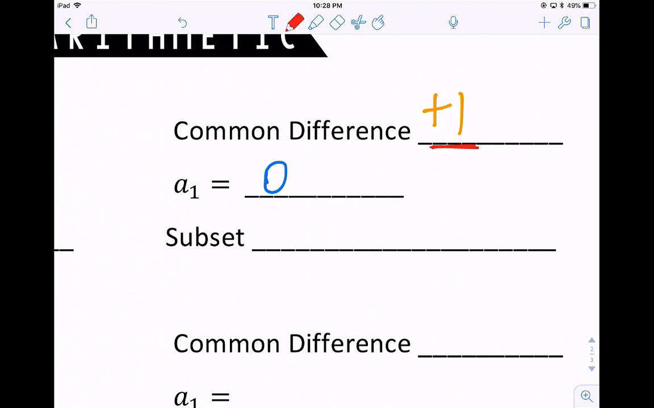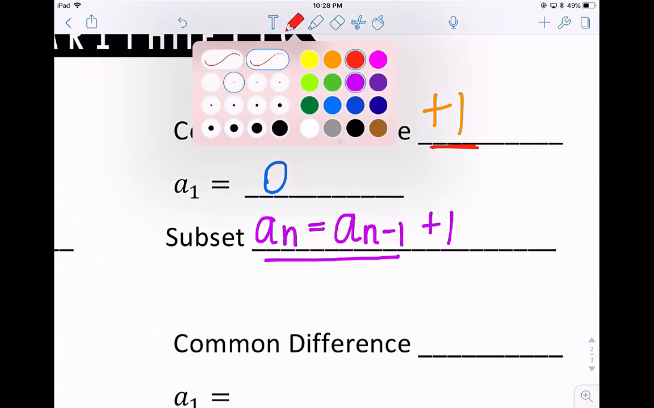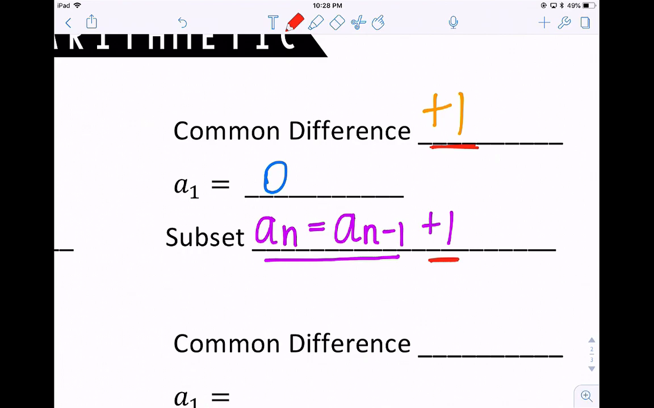So in subscript notation, or a sub n notation, it's very similar. So we're going to write a sub n. That means any term, the nth term, is equal to the previous term. To write the previous term, we would say a sub n minus 1 plus 1. So I take the previous term and I add 1. Again, this part right here is just the notation. The part that you have to figure out is this +1.